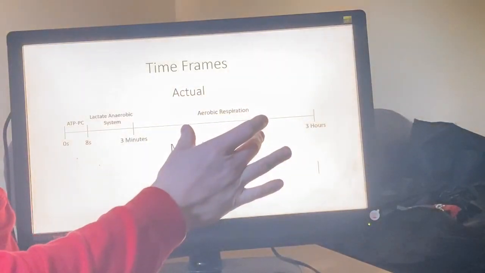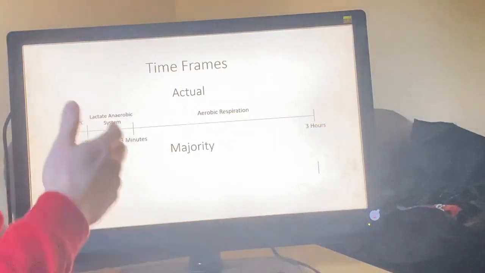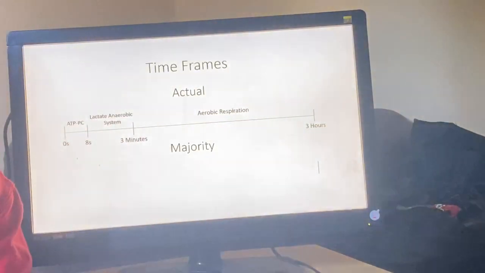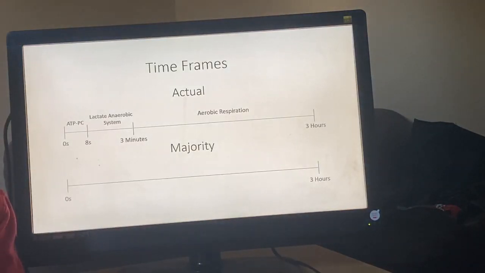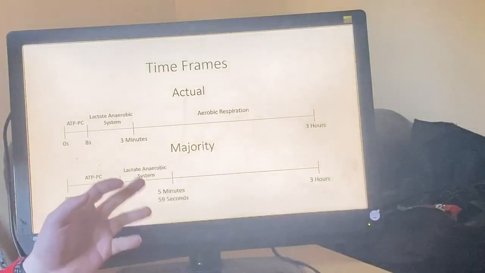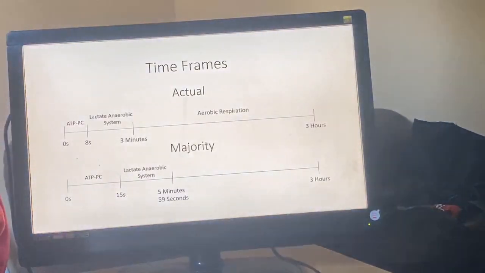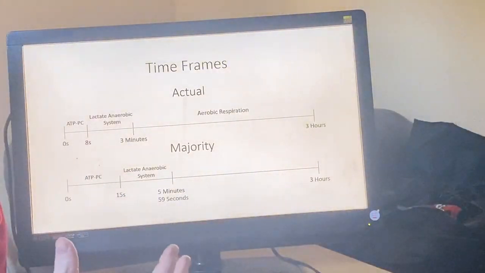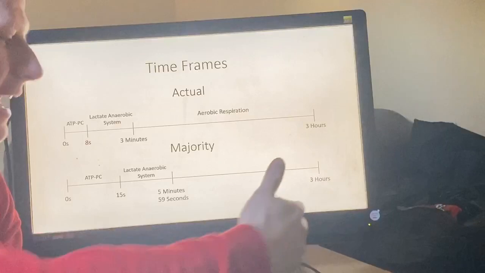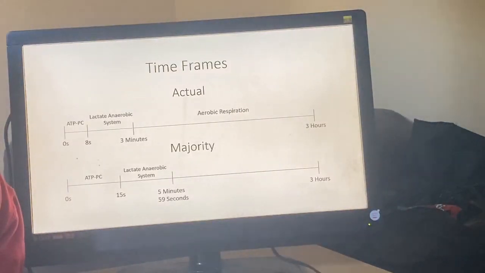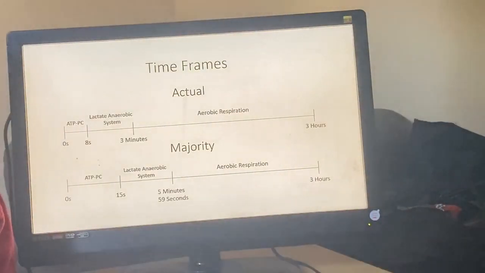aerobic respiration. Now the majority was a little bit different because for 8 seconds, anything up to 15 seconds, is where I would use my ATP-PC system for. Then anything up to 5 minutes and 59 seconds is going to be for my lactate anaerobic system. And then anything where a question asks about past that, again, is going to be aerobic respiration.